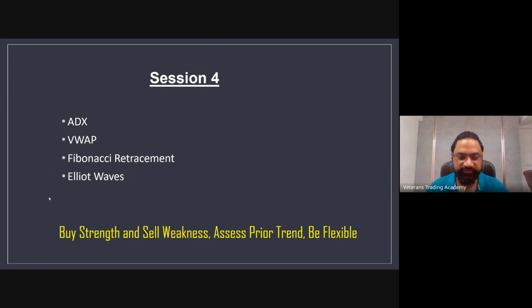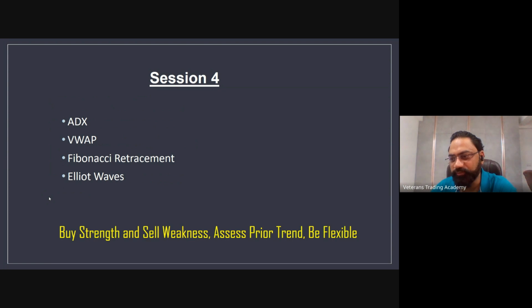So in today's session, which is our last technical session, thereafter we move into intraday trading and momentum trading. We'll learn about ADX, the directional index, VWAP, volume weighted average price, Fibonacci retracement, and Elliott waves. ADX is for finding out whether a trend is there or not, or whether the trend is likely to continue. VWAP is a purely intraday signal, but we are going through it because in the next session we'll be doing intraday trading, so VWAP will be important. I'll cover it in this session itself.